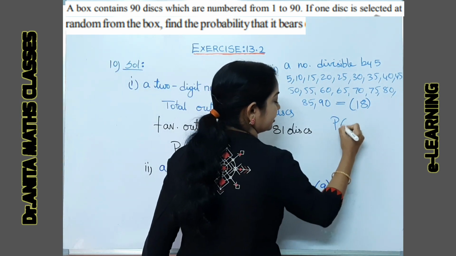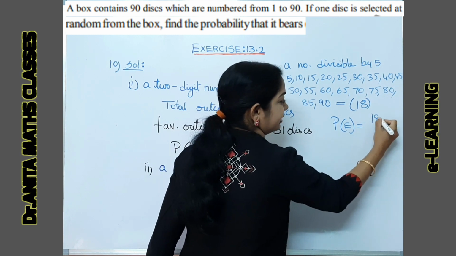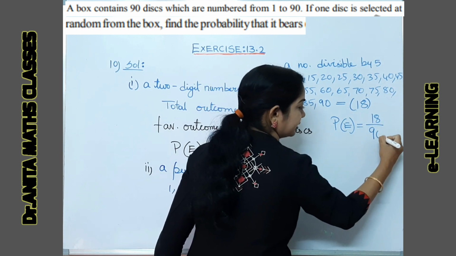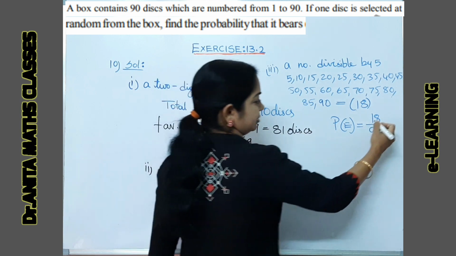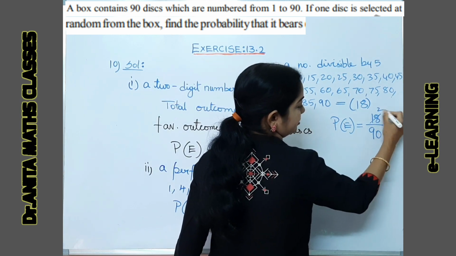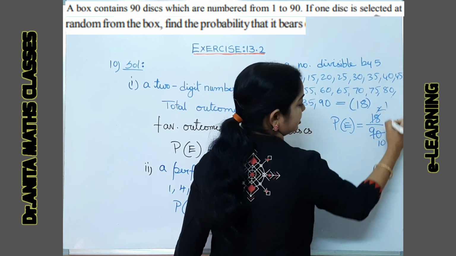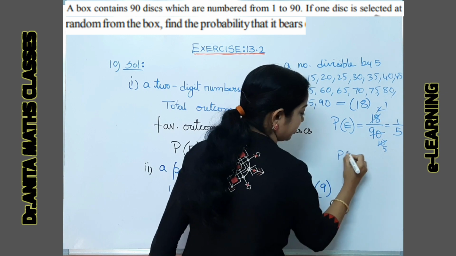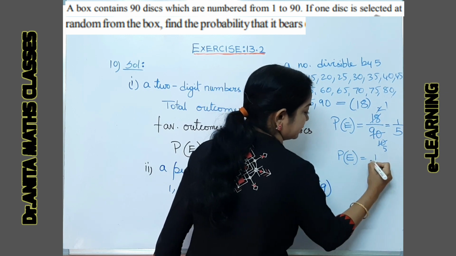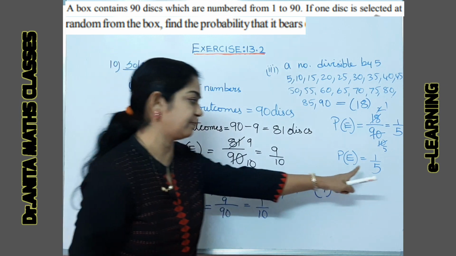So, let us calculate the probability: favorable by the total. Favorable are 18, total discs are 90. Just do it with the 9 table: 9 2s are 18, 9 10s are 90. So, 2 1s, 2 5s. This comes to 1 upon 5. So, the probability of getting a number divisible by 5 is 1 upon 5.